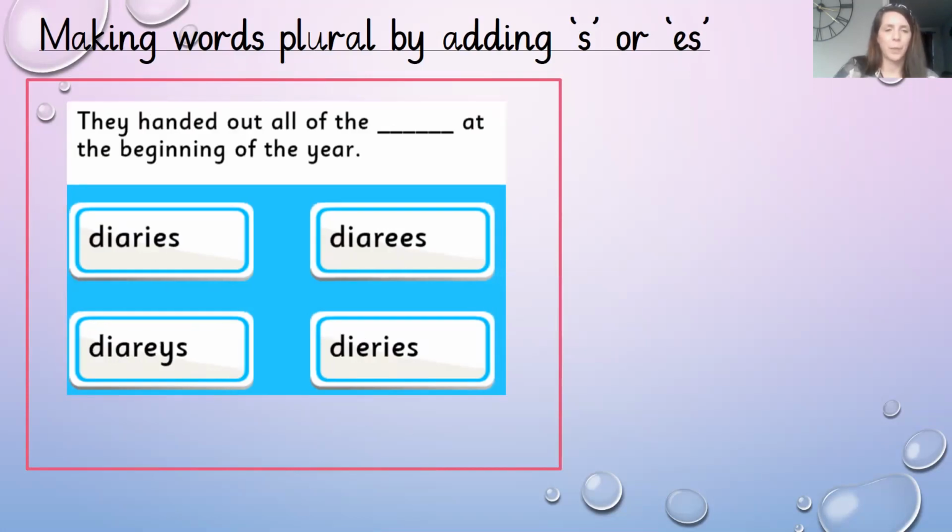Okay, and the next one. They handed out all of the diaries at the beginning of the year. Which one is the correct way to spell diaries? Pause the video and write it down. Okay, so the correct way to spell diaries is this one. Diaries ends in a R and then a Y. So because it's not a vowel, it's a consonant letter, we change the Y to an I and we add ES. Well done.